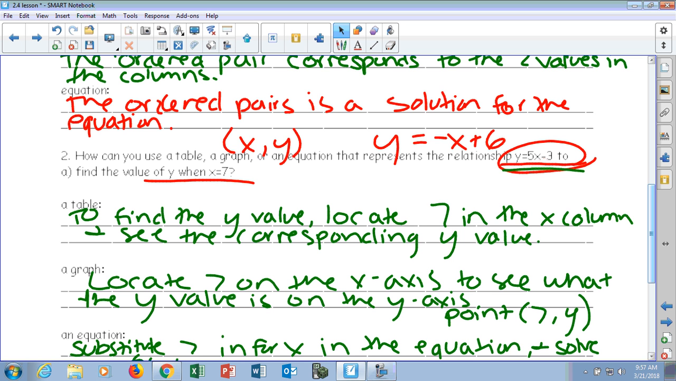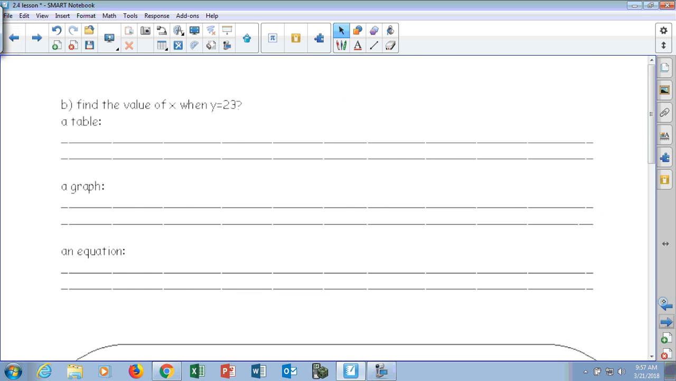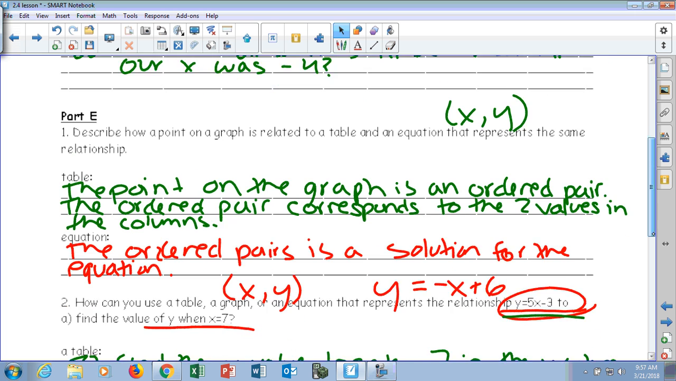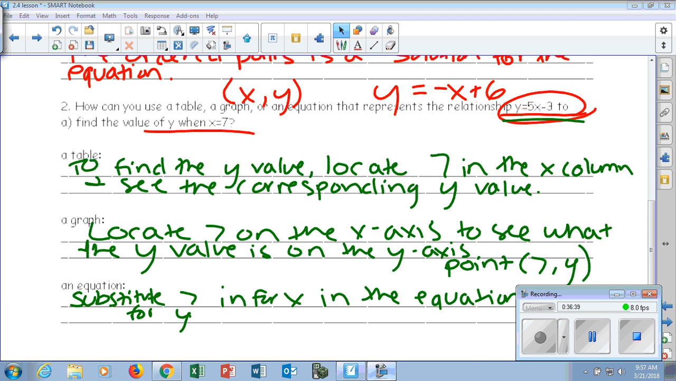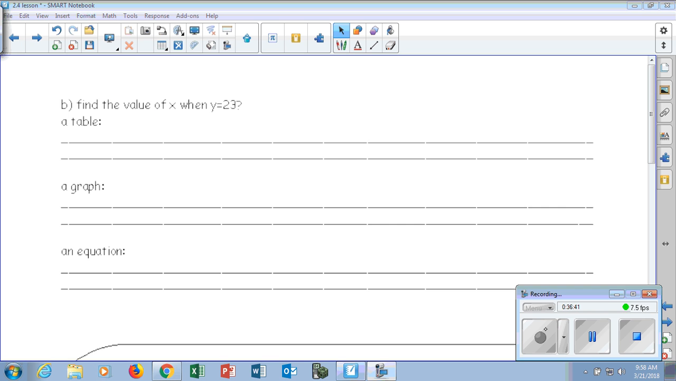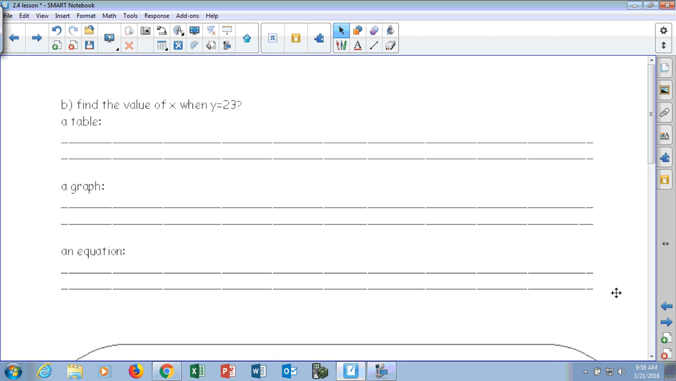Is everyone good on this page? No? Where? Like right here? I'll give you a minute to finish writing this down. Okay, let's get these notes done. Everyone should have that down.